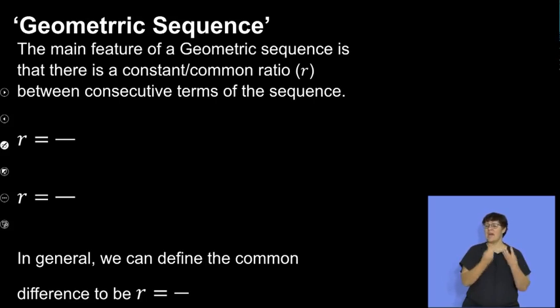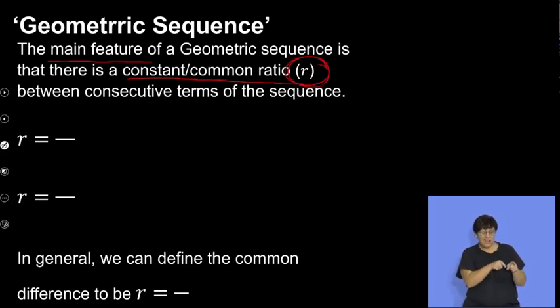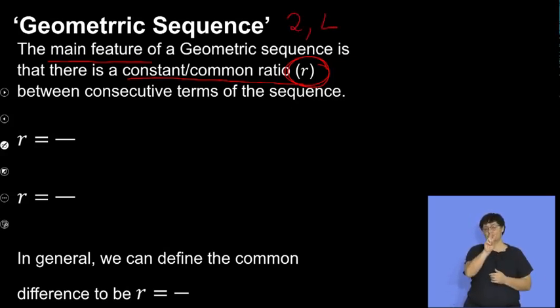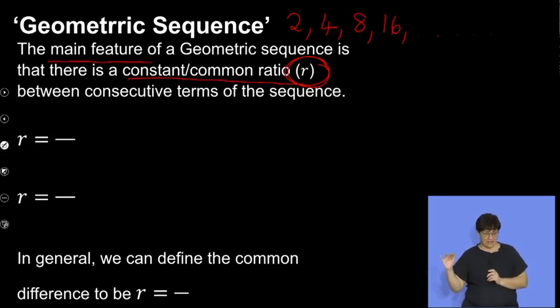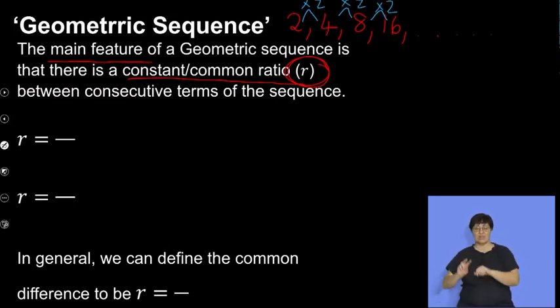So we have just discussed that the main feature of a geometric sequence is the fact that there is a constant or common ratio. That is an actual number that each term is multiplied by in order to get to the next term. So if I give you the pattern 2, 4, 8, 16 going on, I can see that each term has been multiplied by 2 to get to the next term. So that, in fact, is the common ratio.